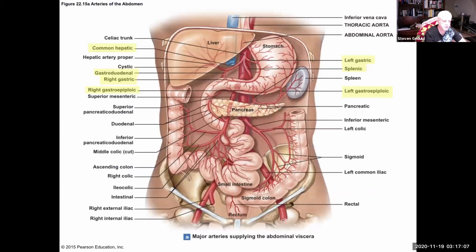Okay. So these are the different arteries. Here's the left gastric, and here's the splenic branching off of it. Okay, and the left gastroepiploic artery. You got your right gastroepiploic artery. You got the gastroduodenal. You got your right gastric. And you got your common hepatic artery.